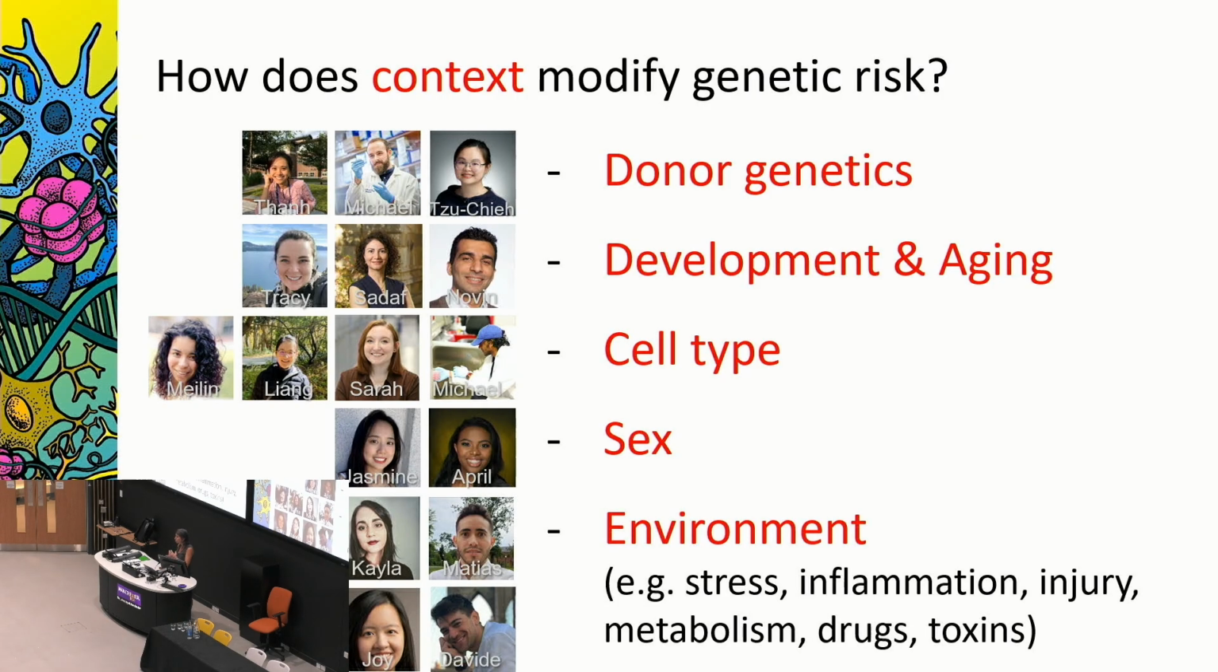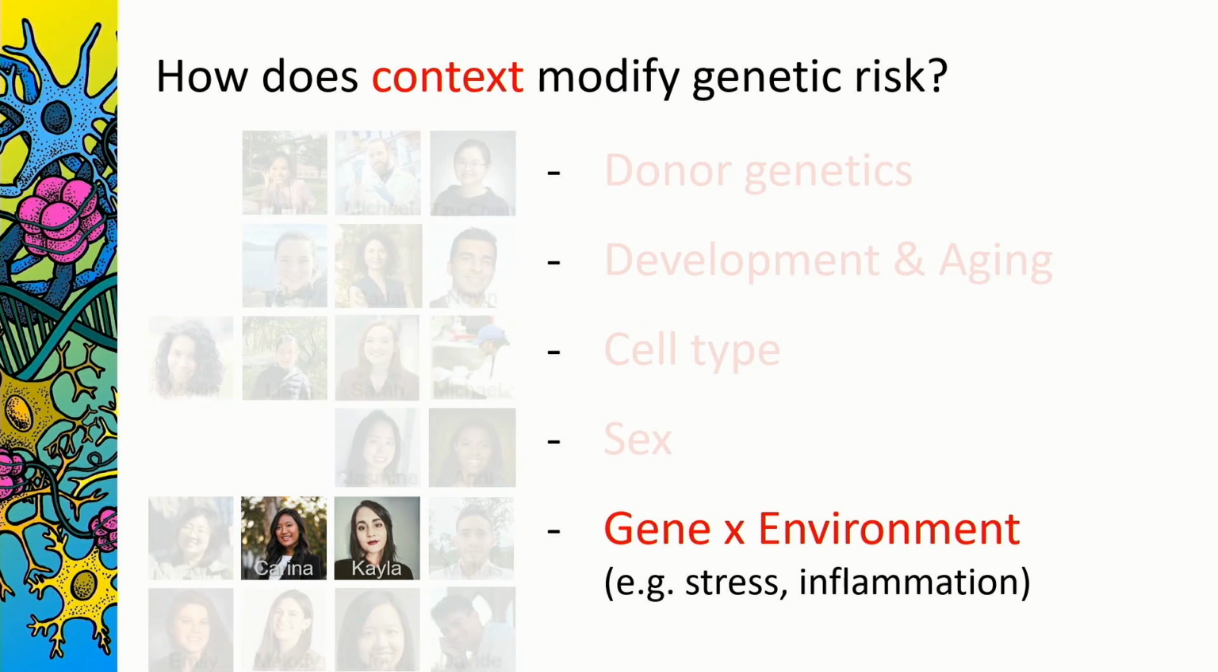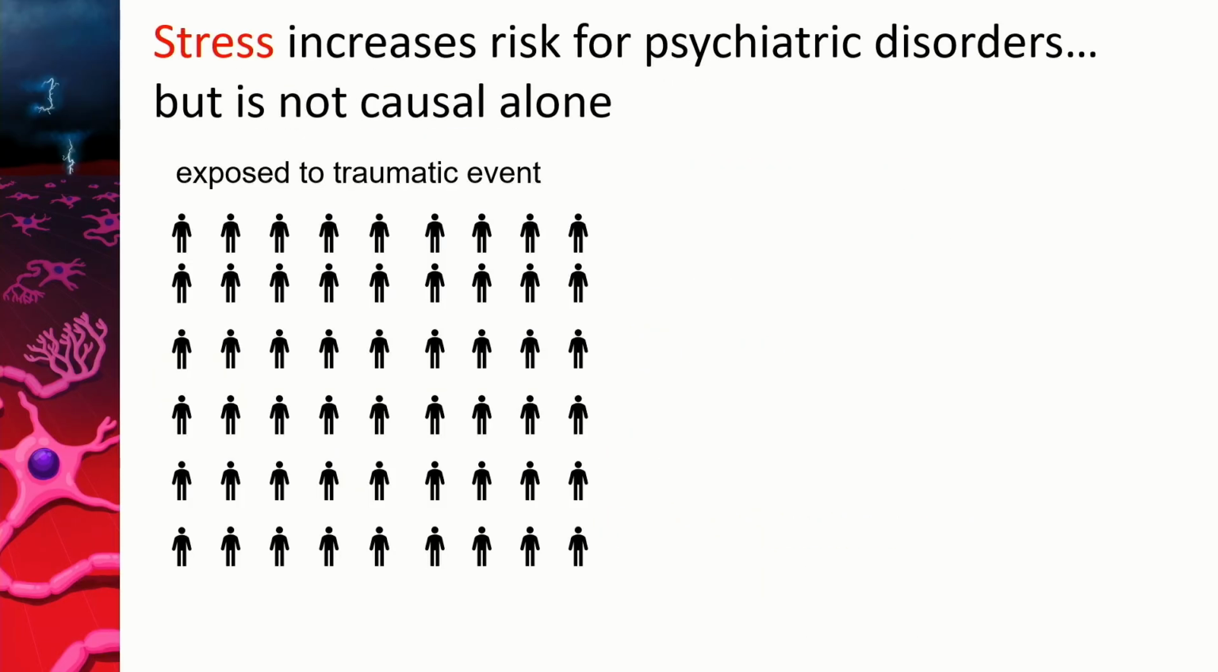And then I think more broadly, how does the environment, and these are classical environments in a dish, the addition of stress hormones, inflammatory cytokines, and neuron injury, metabolic changes, drugs, and toxins, how do those impact the impact of risk factors? Okay, now I'm going to start with gene environment.